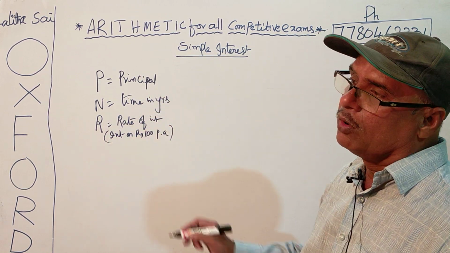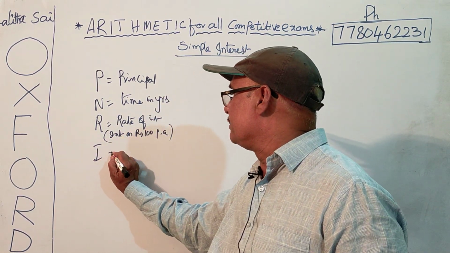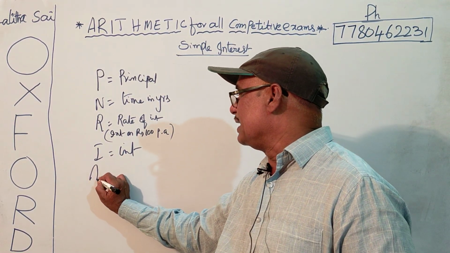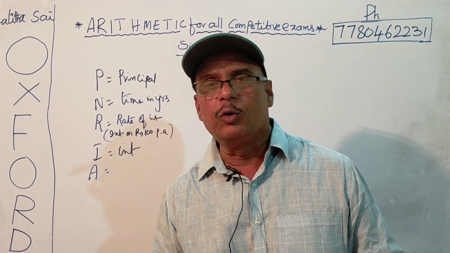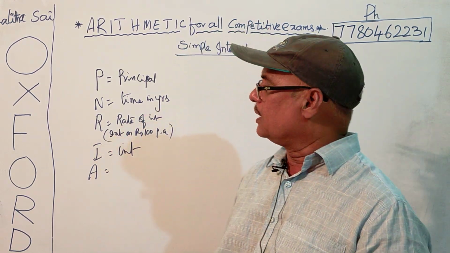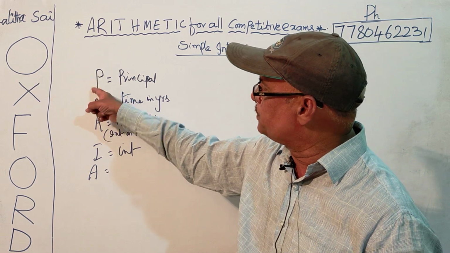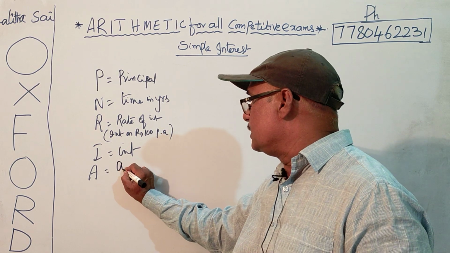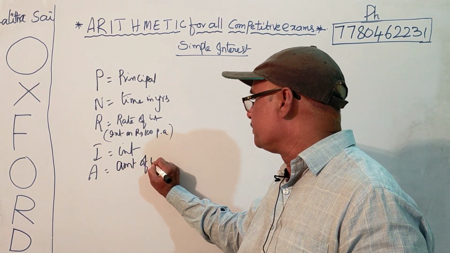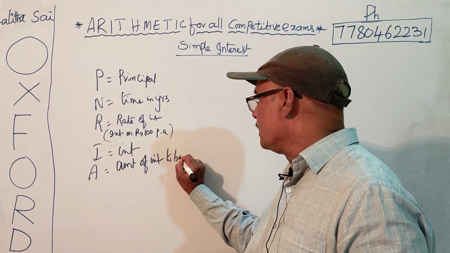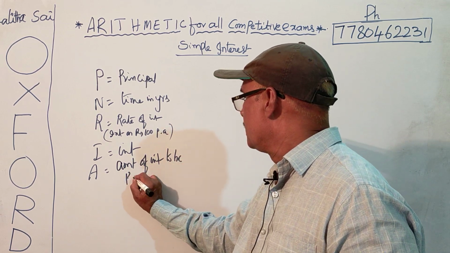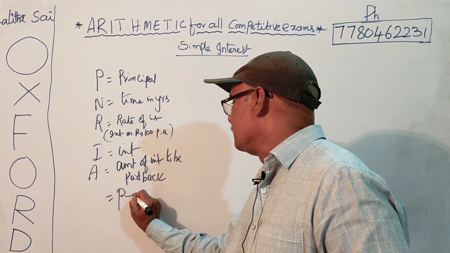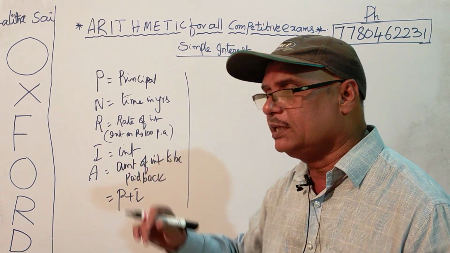Then I is the interest that is to be paid, and then one more term is there, that is A. A is the amount to be paid back at the end of the period. At the end of the period, you have to pay this principal as well as the interest. So A, the amount to be paid back, is nothing but P plus I.